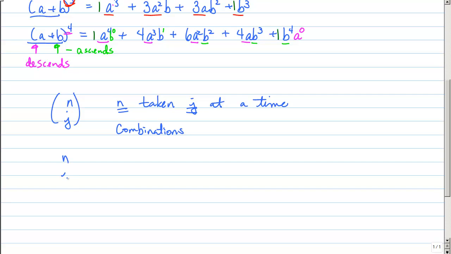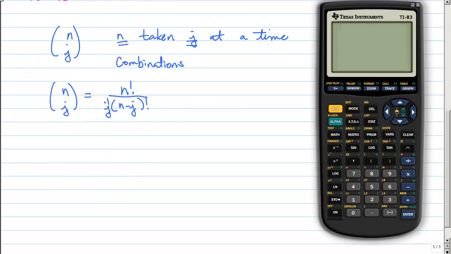So we have n, j. What does that stand for? It stands for n factorial divided by j factorial times n minus j factorial. You do not need to memorize this. You do, however, need to learn how to use it on the calculator, and I'm going to show you that. So this, of course, is the TI-83, which you get to use on the test. So let's just practice it for a minute.